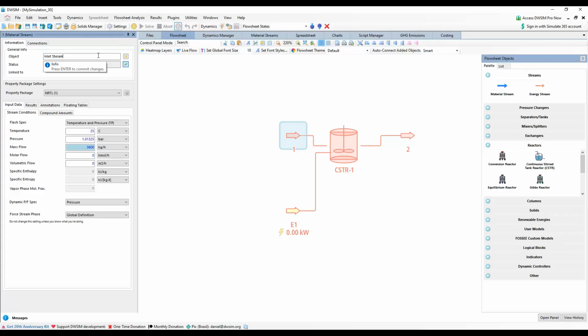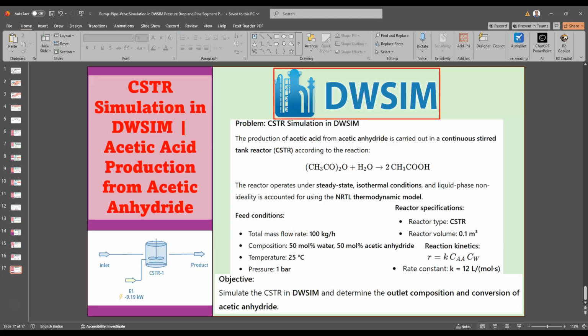Inlet stream, then enter, and then this is our outlet stream, or I can use product. Okay, then enter. Now here I input the inlet stream condition. If you see here, the composition is 50-50 and the total mass is 100 kg.